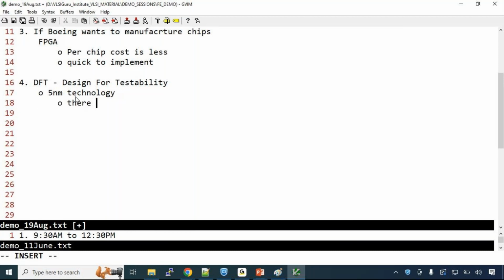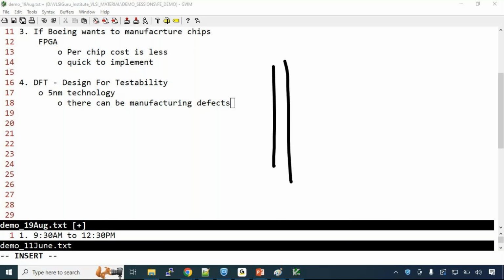What are manufacturing defects? Two metal wires get connected. Ideally, metal wires were supposed to go like this. The distance between them is very small. They may just happen like this. Then the whole chip will not work.